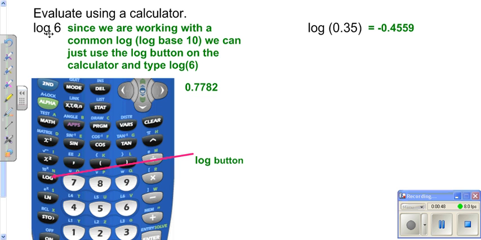type in 6 for log of 6. When you hit the log button, type in 6, your calculator will display this. For this one over here, there's no base written, so you go on your calculator log, type in 0.35, hit enter, and you get this one here.